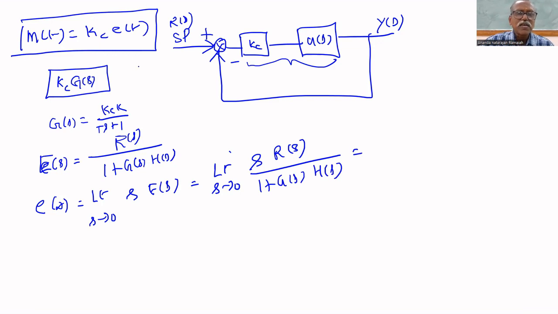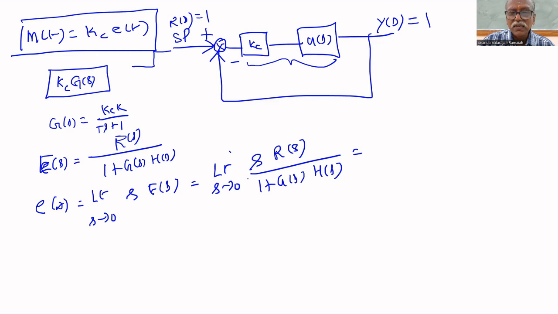For a step input, suppose I am giving a unit step input, R of S equal to 1. If I give this, what am I expecting? Y of S must be 1. Am I correct or not? If I am giving set point equal to 1, the output also must be 1. That is my expectation. So let us check.